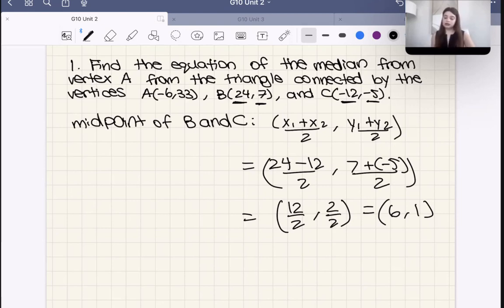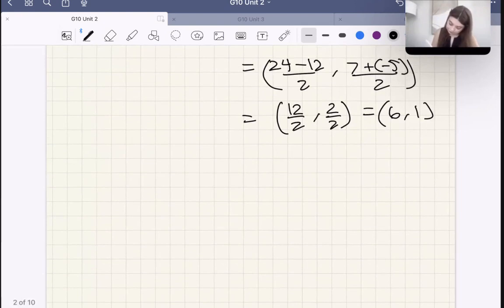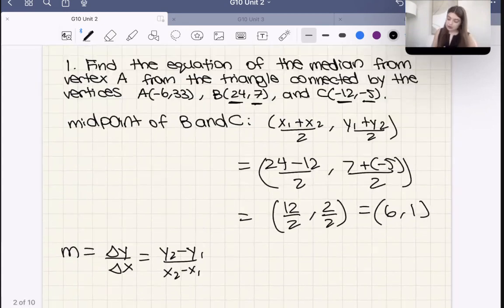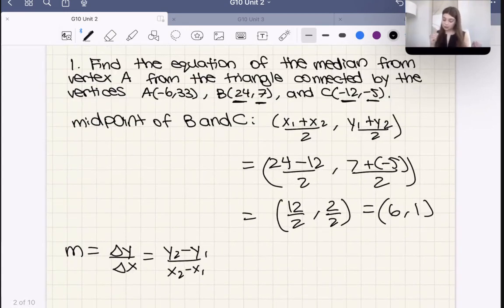So let's do that. Let's find the slope. Slope, just as a reminder, is delta y over delta x, or y2 minus y1 over x2 minus x1. Now, something I want to stress, though, is that this is not the same y2 and y1 that we used before for up here, or the same x2 and x1, right? Because we were finding the midpoint of points B and C, right? To find the median from point A to that midpoint, we need to find the slope from point A to the new point we found.